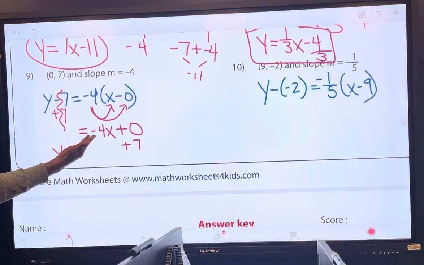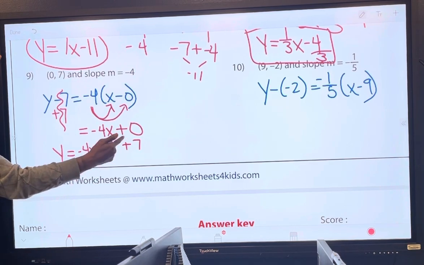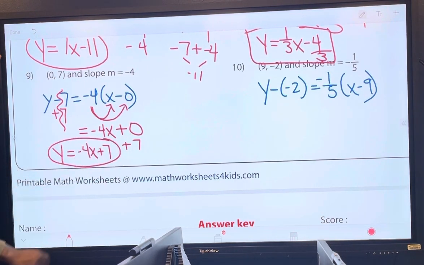Can I try? Y equals negative 4x plus 0 plus 7. Keita got this. Can I try? Yeah. Because I don't get anything.